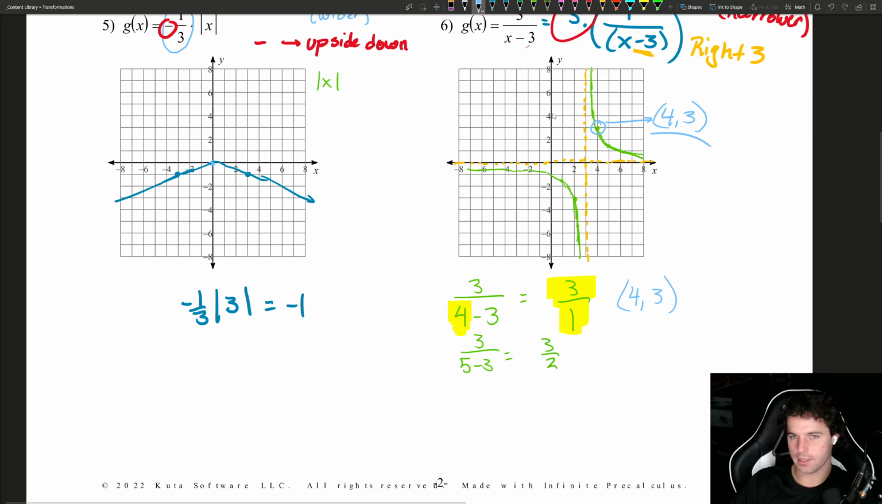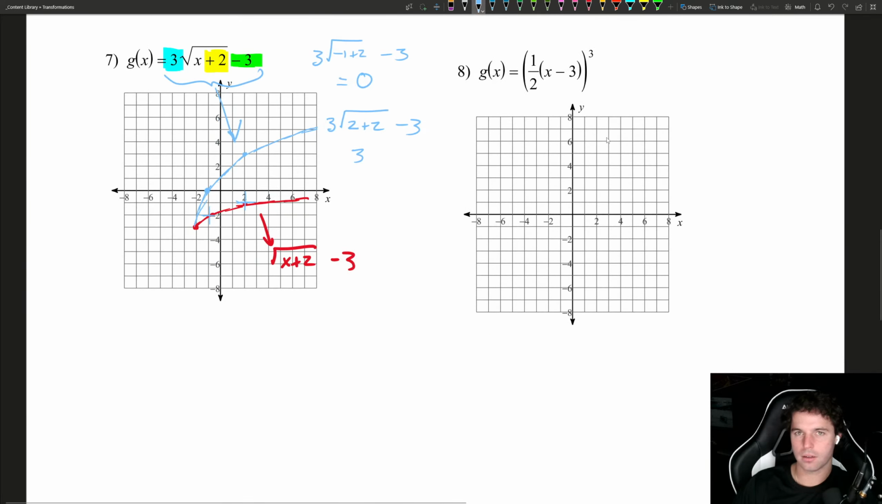I'll come back to that if I need to. Okay, but for number 8, we should know the shape, right? We're dealing with x cubed. Okay, so this is a good example of where I screwed up explaining this. We're just going to deal with this, and that'll give us the general shape.